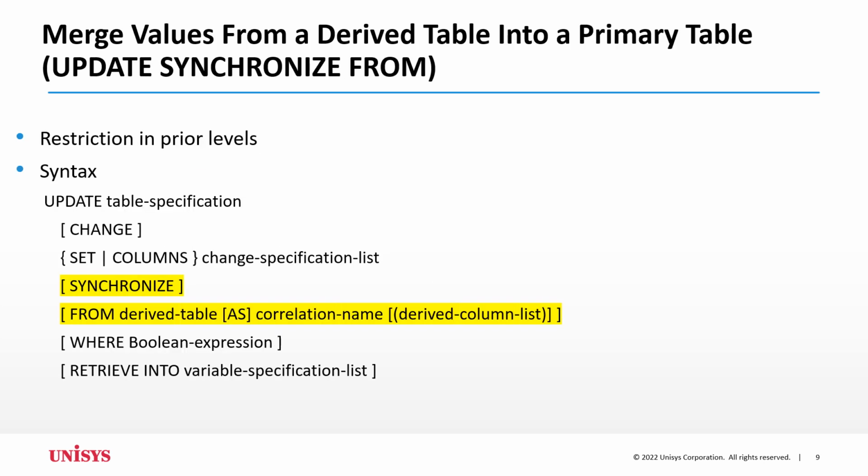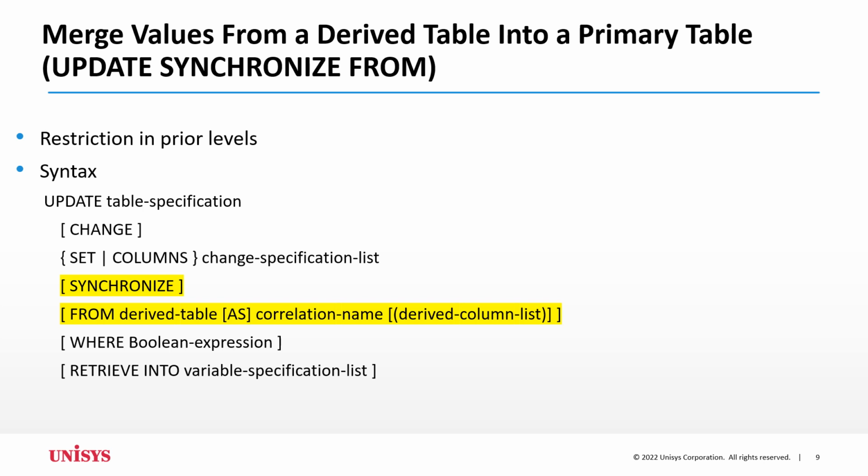Prior to RDMS 24R1, if you wanted to merge two tables, you had to execute an update statement and an insert statement. Furthermore, you had to provide a subquery on your insert statement to restrict the updated records that were currently in the table. Now in 24R1, you can use the keyword synchronize to do the same thing.